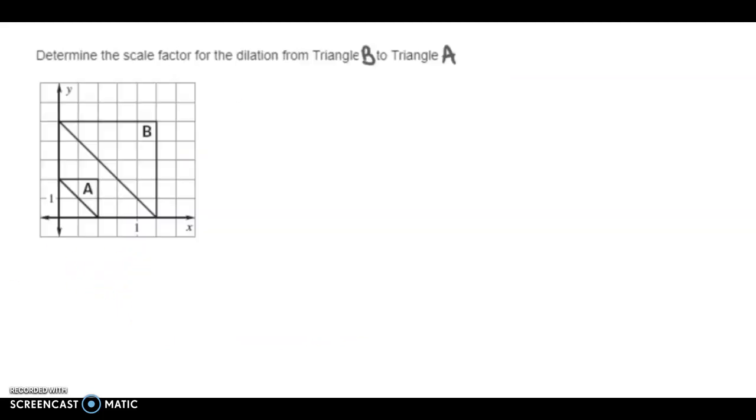Determine the scale factor for the dilation from triangle B to A. The order is important here. So if we go from B to A, we need to first recognize that we are getting smaller. And remember, if you are getting smaller, you need to make sure that your scale factor is between 0 and 1.